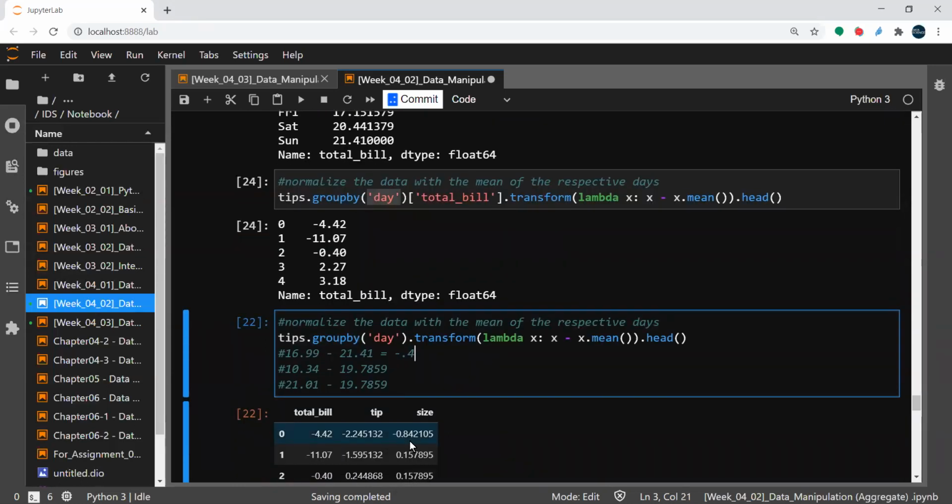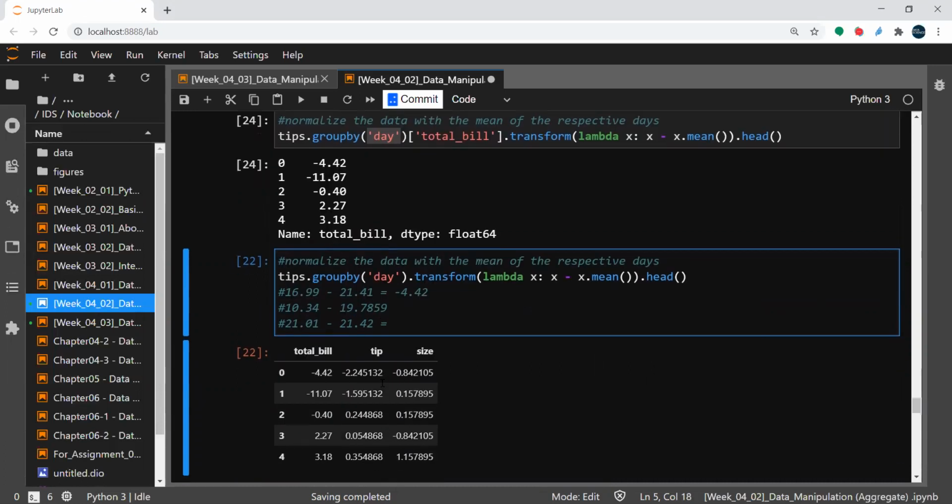Okay, so the result will be something like negative 4.42. Okay, and the last one, 21.01, will be minus 21.41. So that's why the result is about 0 minus 0.4. Okay, so this number will be in respect of the group. If you are doing the group by day, then yeah, it will be subtracted with regard to the day.